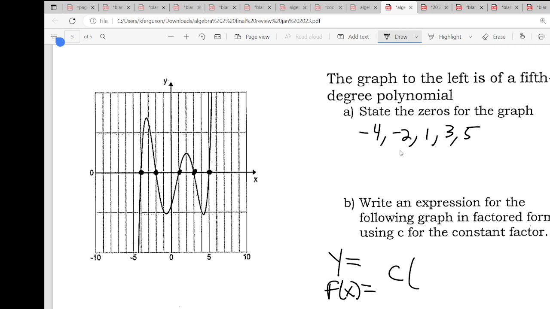The next thing I do is look at my zeros. So if -4 is a 0, I know one of the factors is x plus 4 because -4 is a 0. I also know that if -2 is a 0, then my next factor is x plus 2. And then I keep looking at the zeros, so my next factor is x minus 1, x minus 3, and x minus 5. And that's it. That's what they want.